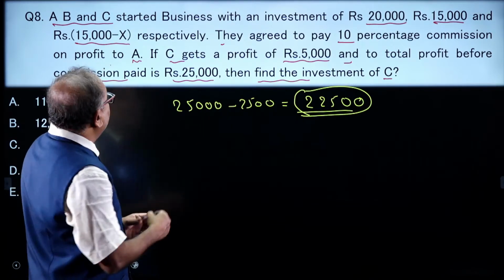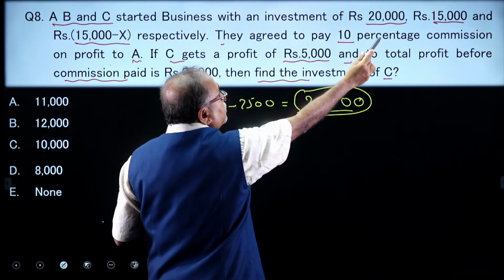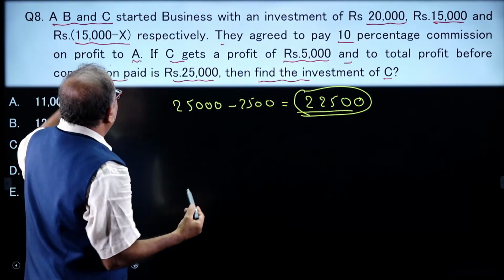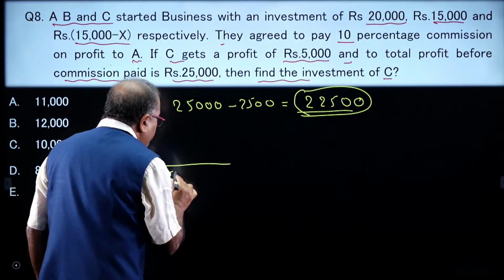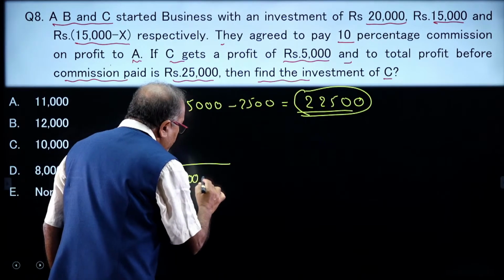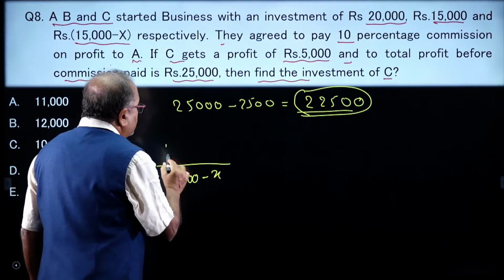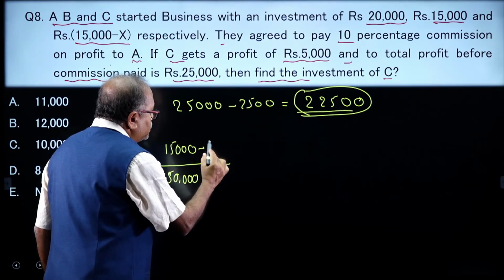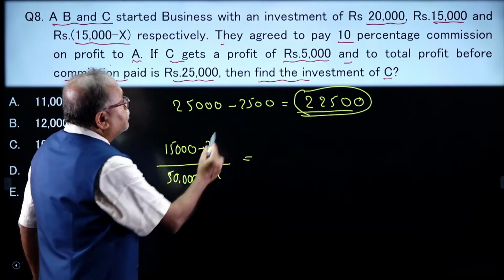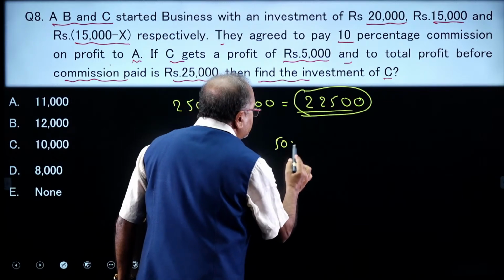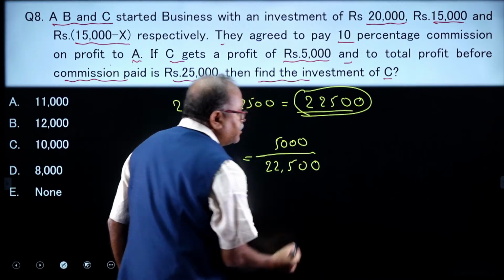Right? So here what I am going to do is find the total capital. 20 plus 15 comes to 35, and 35 plus 15 is 50,000. So the total capital is 50,000 minus X, out of which the capital of C, that is 15,000 minus X, is equal to the profit of C by total profit. The profit of C is 5,000. And what is the total profit? The total profit is 22,500.